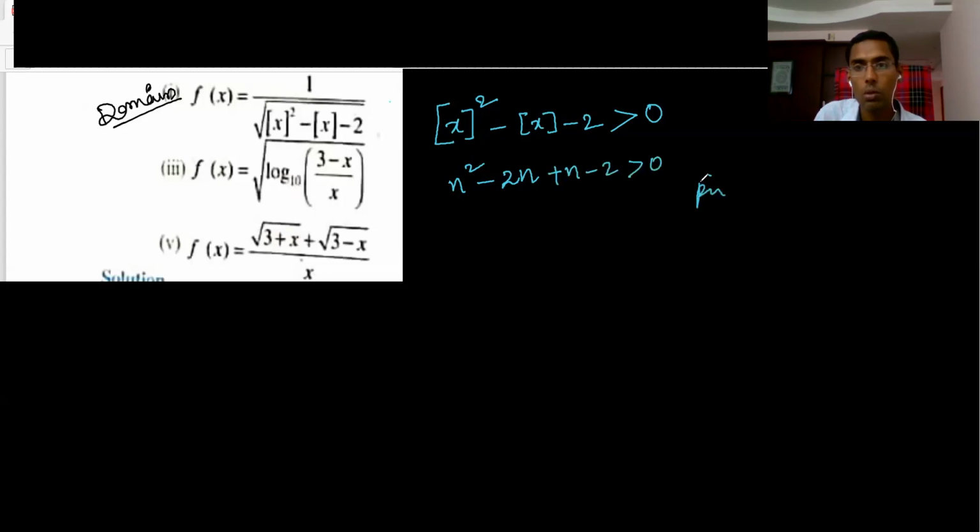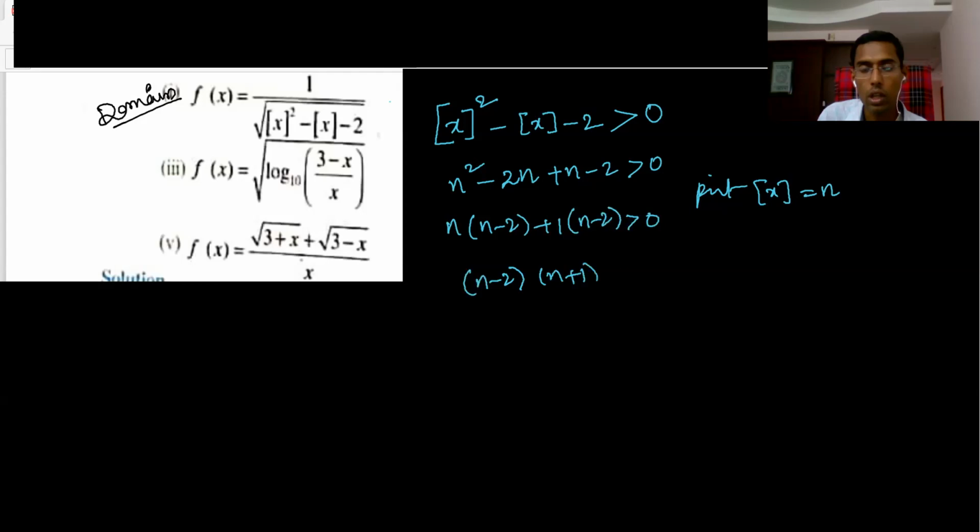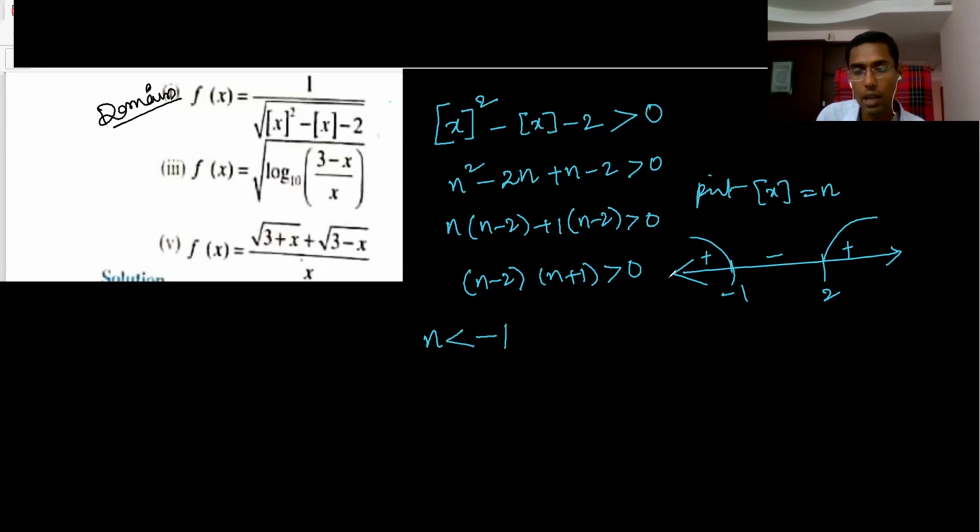Put bracket x equal to n instead of writing bracket x. So here, taking n minus 2 and n plus 1, that means n minus 2 into n plus 1 is greater than 0. Already I told you, greater than means it does not lie between the roots. Minus 1 and plus 2 are the roots. So the extreme right is positive, this is negative, this is positive. Already I taught you this. Now what I want is plus. So therefore, n is less than minus 1, or n is greater than 2.